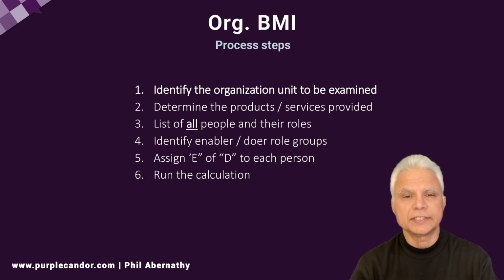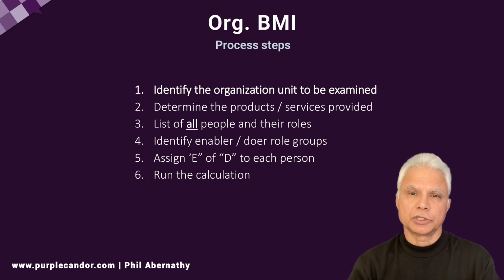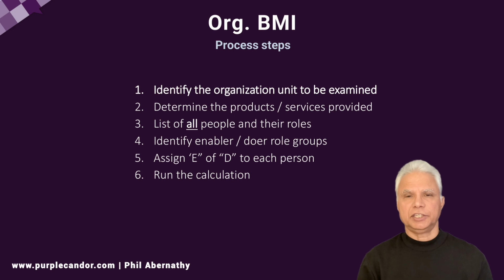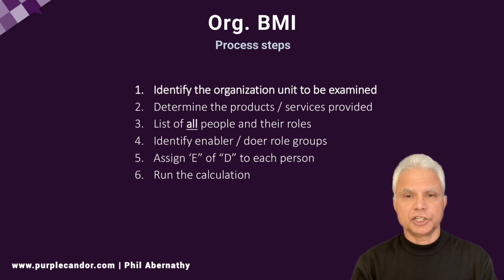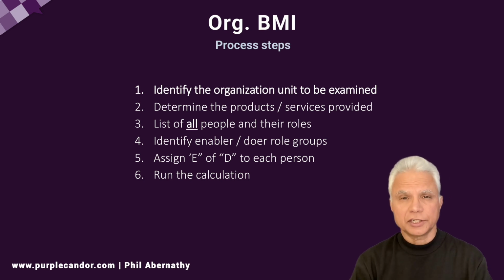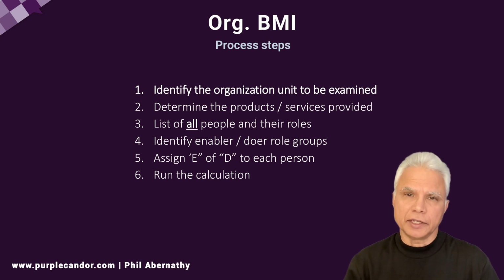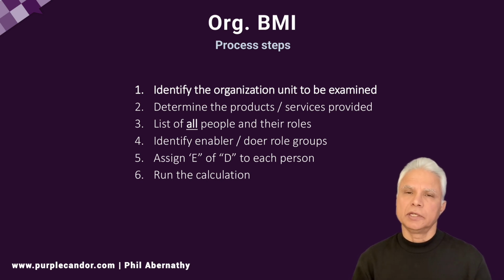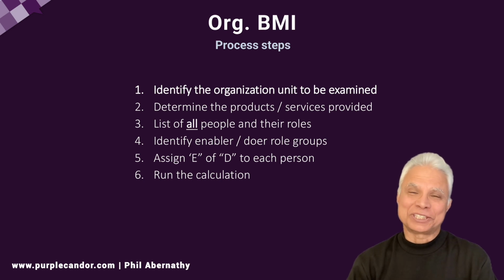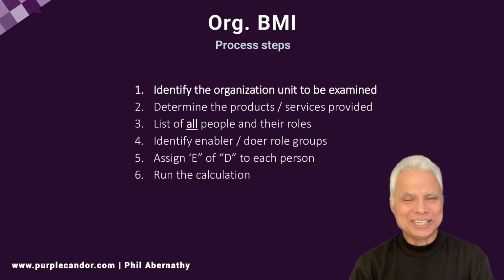The first one is identify the organization unit to be examined. Is this the IT group, or is this the marketing team, or is it the sales organization, etc. Then for the selected group, determine the products and services that they provide. It's essential to know this so that you then can identify who are enablers and who are doers for that particular product or service. The third step, which is sometimes the most difficult step, is to just get a list of all the people and their roles.